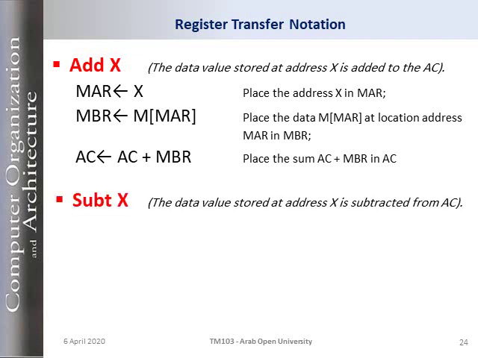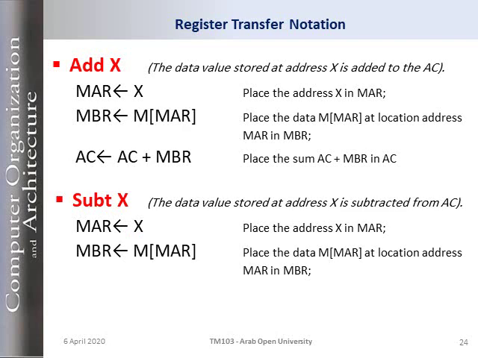Same with subtract X. Whatever is stored in address X will be subtracted from the accumulator. It's actually almost the same steps. First, X will be stored in the memory address register. Whatever is in that memory location will be stored in the memory buffer register.